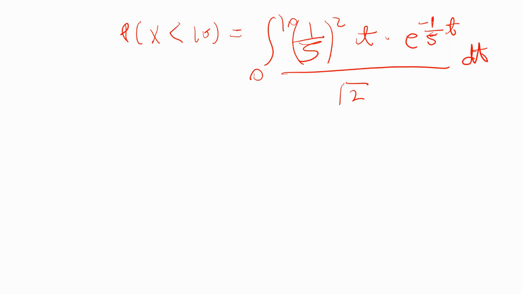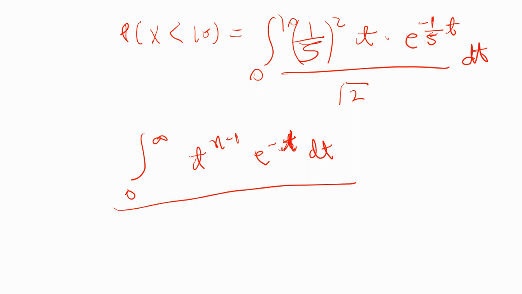Okay, now next is the gamma function in terms of integration. The integral from 0 to infinity of t to the power n minus 1, e to the power minus t, dt. This is what we call the gamma function, and that is equal to gamma n. So we have a similar kind of problem here, just rather than 0 to infinity, it is 0 to 10.